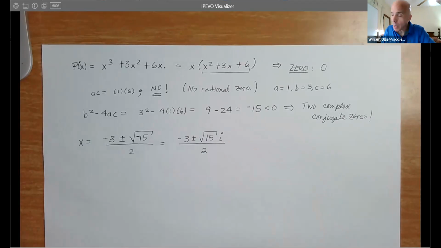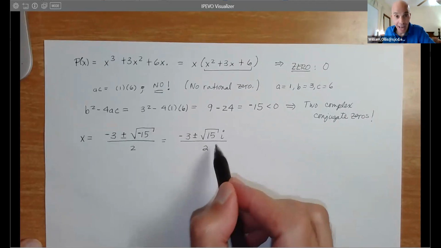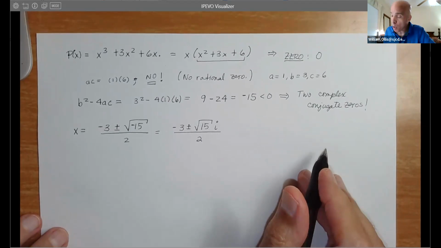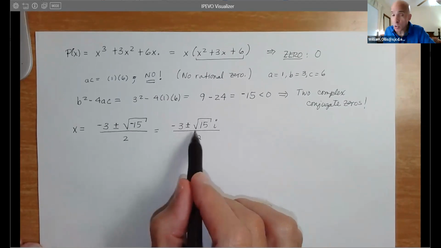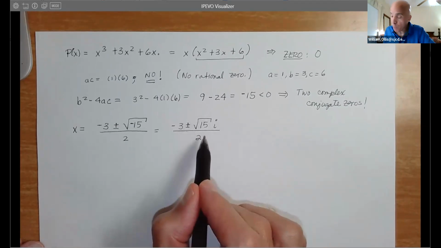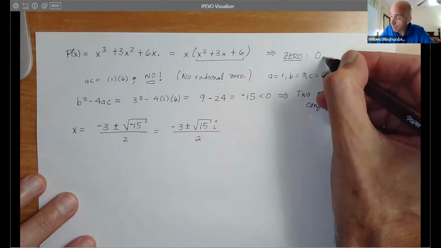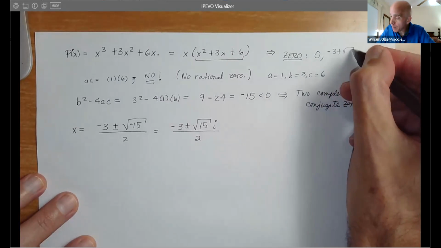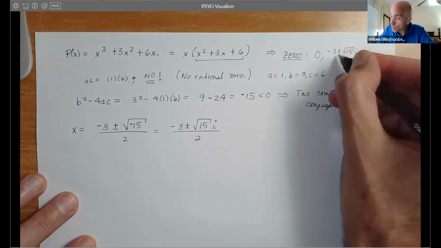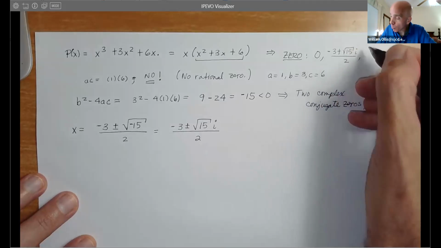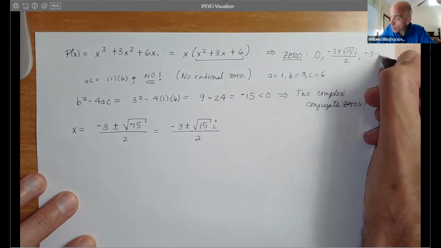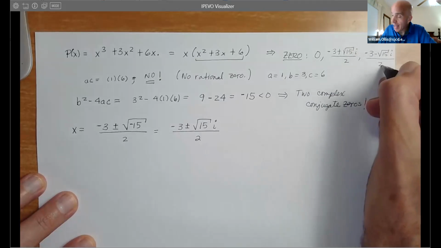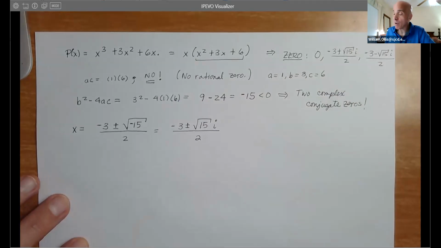Now, I'm going to tell you something that should make you very happy. WebAssign does not care if you don't write this in a plus bi form. They don't care. That's why I like WebAssign. WebAssign is smarter than we are. So you can leave your zeros in this fraction form. So now I'm going to go up here and say negative 3 plus square root 15 i over 2, and negative 3 minus square root 15 i over 2. We have all our zeros.